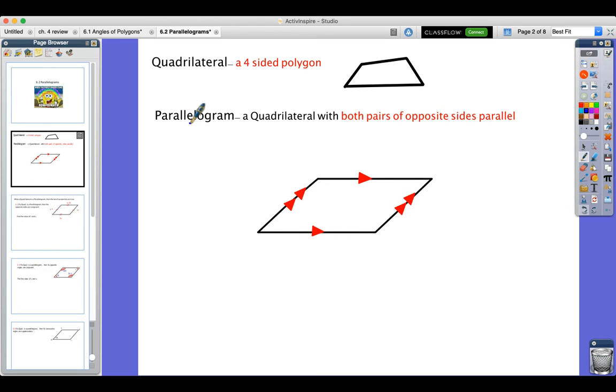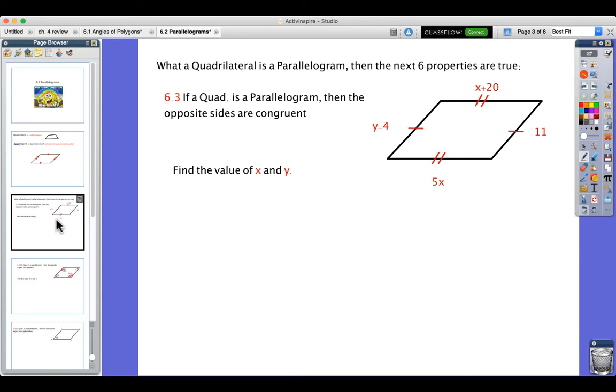That's what makes it a parallelogram. It has two pairs of opposite sides that are parallel. These two will be parallel to each other. These two will be parallel to each other. That's great news because, as when we talked back in chapter 3 about lines being parallel, we can go ahead and assume certain things. We're going to be talking about alternate interior angles, alternate exterior angles, corresponding angles, consecutive angles. All of that information is going to help us out here. So let's move on.